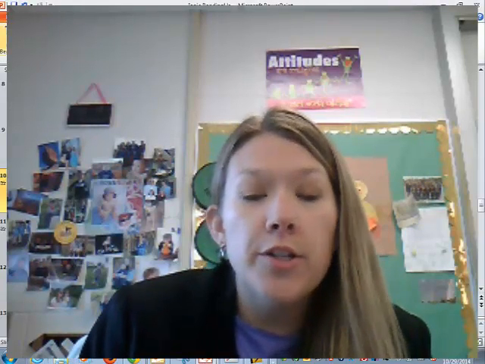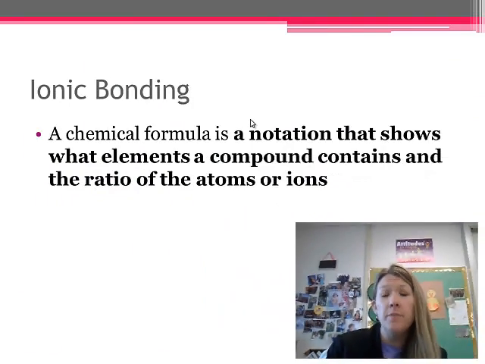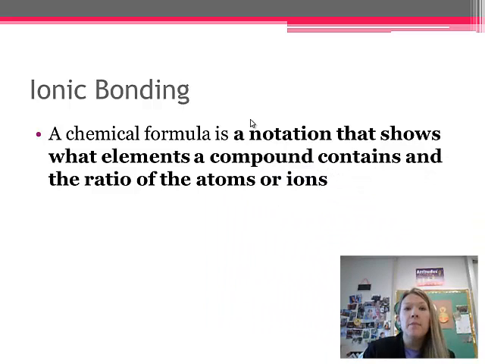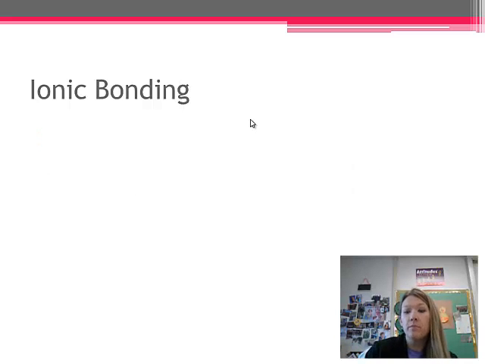This is actually part 2 of our ionic bonding series. So we've talked about how bonds form. The ionic bonds happen when those charged particles, those opposite charges, attract each other, and so it creates a compound. And a chemical formula is actually a notation that shows what elements a compound contains. It shows you the ratio of the atoms or the ions, so it tells you exactly how many of each ion you have in the ionic compound.